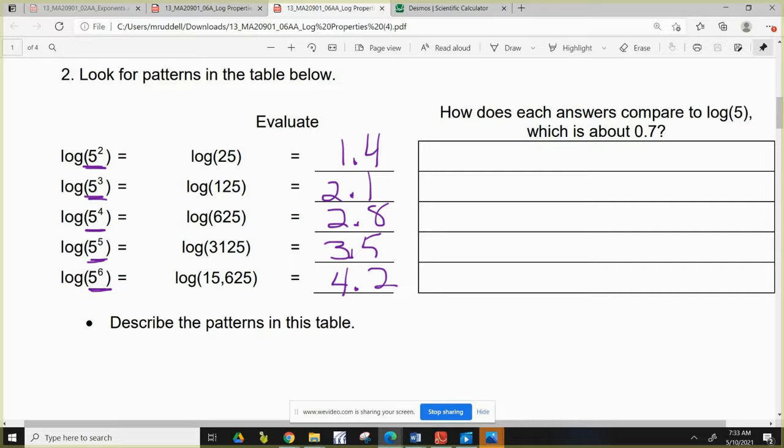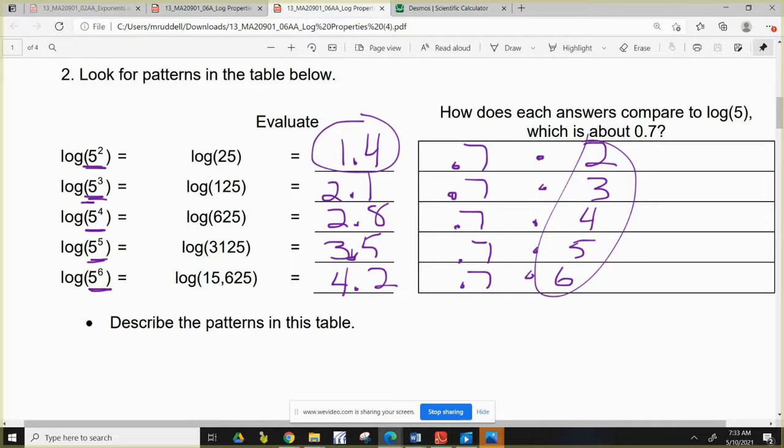Log 5 is 0.7. What do we do with 0.7 to get this 1.4? Multiply by 2. What do we do with that 0.7, which is your log 5, to get 2.1? Multiply by 3. 0.7 times 4 is 2.8. 0.7 times 5 is 3.5. And 0.7 times 6 is 4.2.